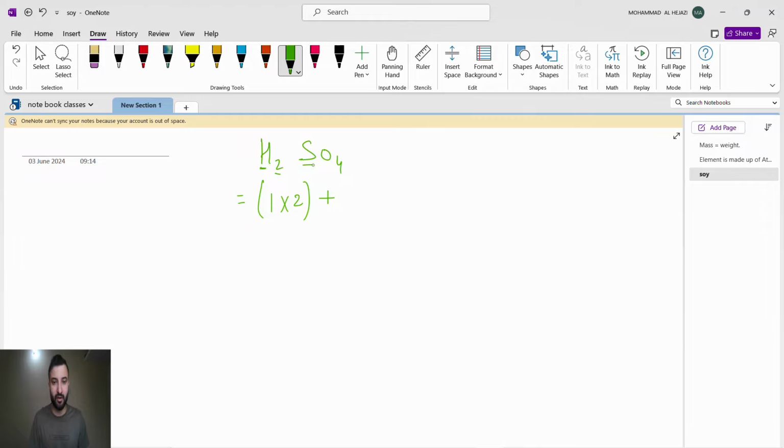Then we add S. What is S? Sulfur. The atomic number of sulfur is 16 and the atomic mass is 32. How many sulfur atoms are there? 1. So 32 into 1. Plus next is oxygen. The atomic mass of oxygen is 16. So 16 into how many oxygens are there? 4 oxygens. So 16 into 4. So 1 into 2, plus 32 into 1, plus 16 into 4 which is 64. So 2 plus 32 plus 64 is 98.